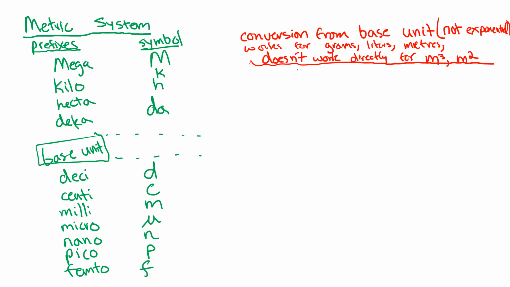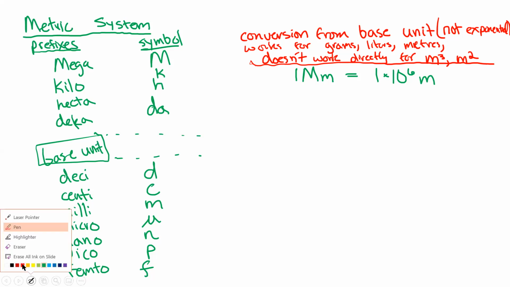I'm going to say that 1 megameter is equal to, do you know how many meters? 1 big M, meaning mega, is 1,000. It's a bit more. It's 1 times 10 to the 6 meters. So there is 1 times 10 to the 6 meters in a megameter. That's megameter, not millimeter. Exactly. We're talking about megameter.